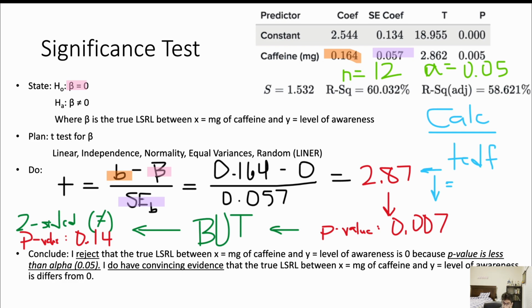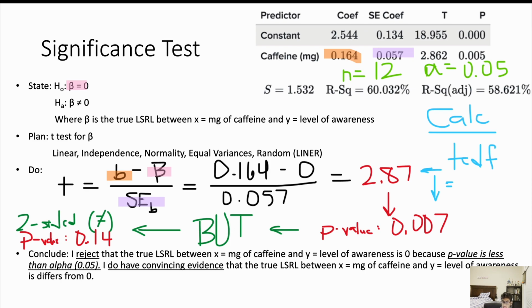So the way you get these numbers is you look at the chart. B, as you see in orange, is 0.164, and then the standard error of B is in purple, 0.05. Divide that, you get 2.87. And then that's your test statistic, tcdf in the calculator. And then you get a p-value of 0.007.